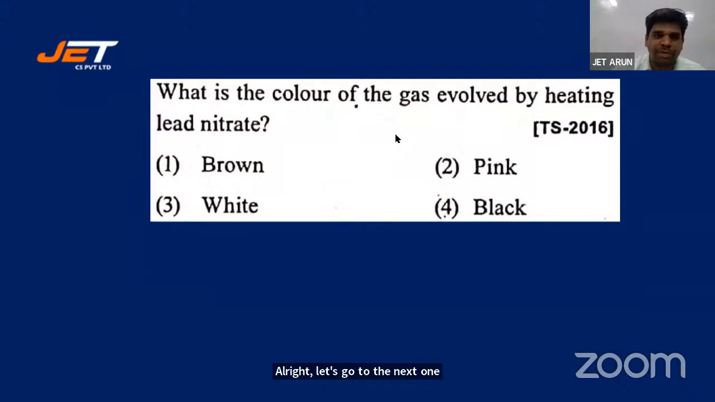What is the color of gas evolved by heating lead nitrate? The qualitative analysis of some students. This is one of the beautiful areas of chemical equations. You do this in the lab, when you go to the next level, in intermediate. So is it brown, pink, white or black? Okay, getting a mixed response 1, 2, 3 and 4. What is the color of the gas evolved by heating lead nitrate?